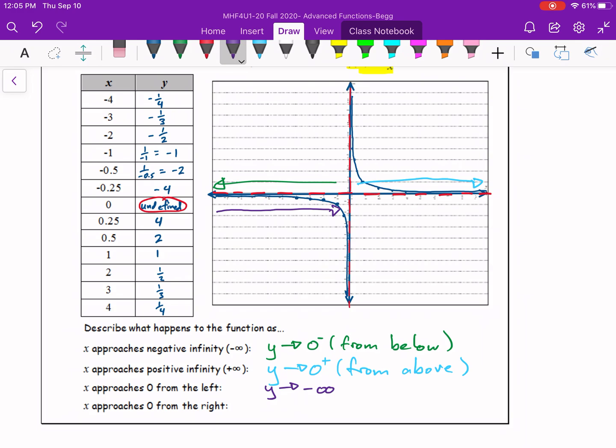And I've run out of different colors. Let's just go black then. So I come in from the right. Well, now the y values are going up, right? As I follow the graph on the x-axis from the right, the y values are getting bigger and bigger, and they're approaching positive infinity.